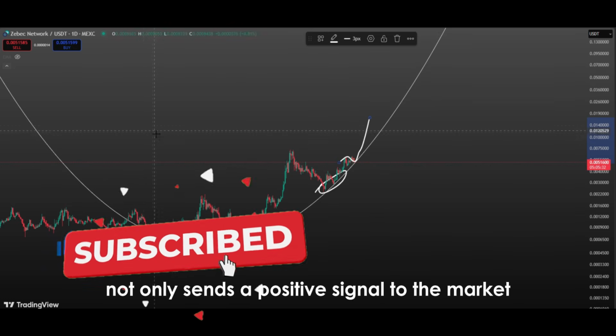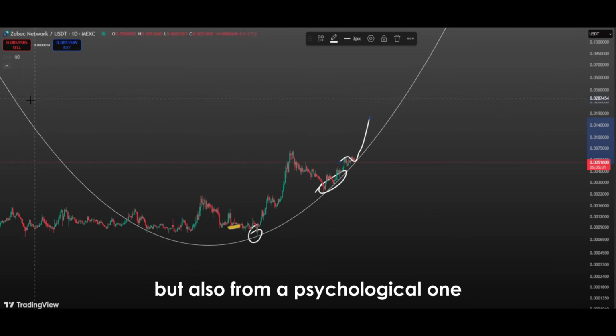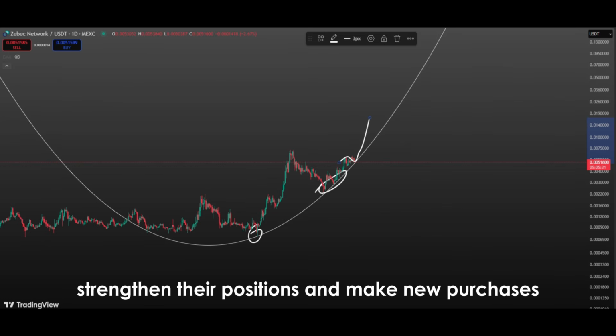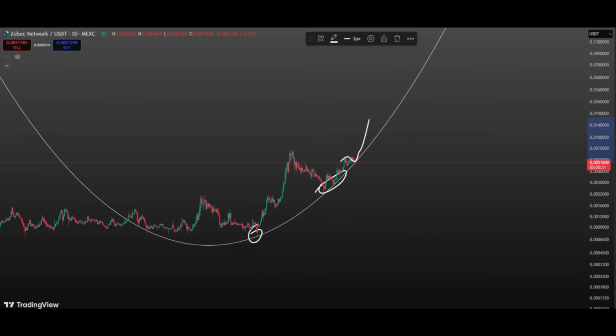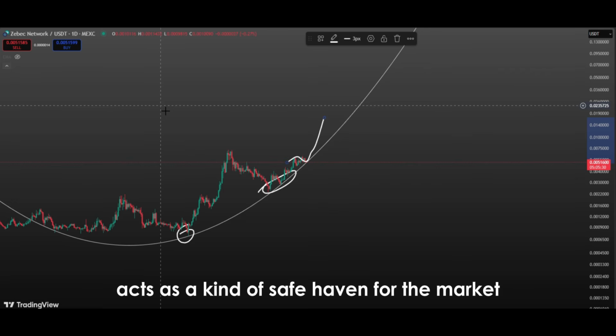The bounce not only sends a positive signal to the market from a technical perspective, but also from a psychological one. As investors see the support area, they gain confidence, strengthen their positions, and make new purchases. This drives the price to accelerate toward higher levels. The upward curve serving as support acts as a kind of safe haven for the market.